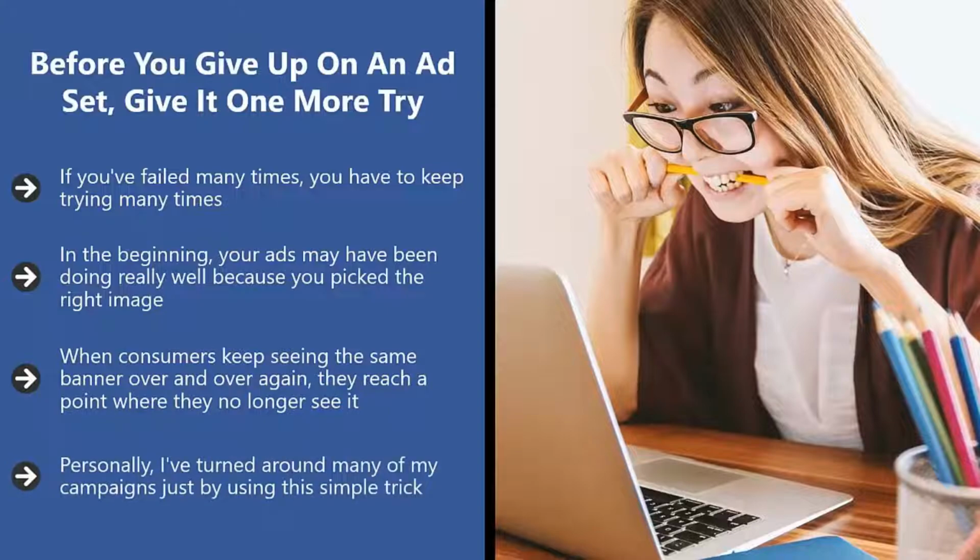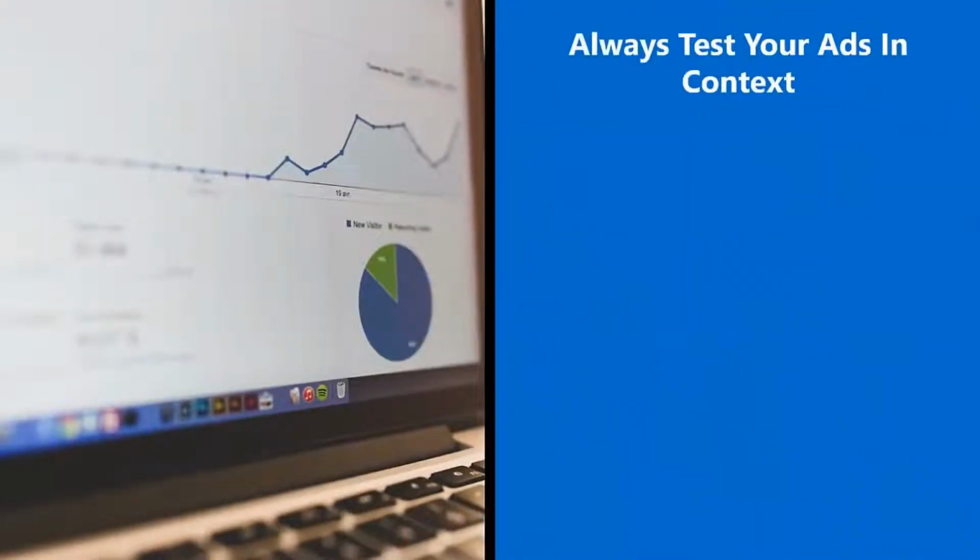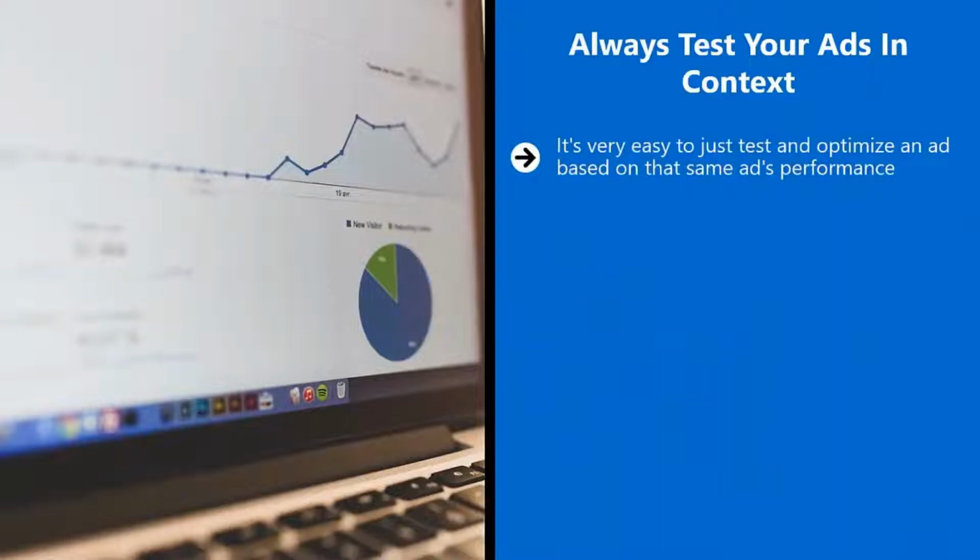Personally, I've turned around many of my campaigns just by using this simple trick. It seems basic, it even seems obvious, but it's very effective. Always test your ads in context. It's very easy to just test and optimize an ad based on the same ad's performance. For example, if you're running your first ad, it's very easy to do this because you can see which of the ad variations is doing really well.